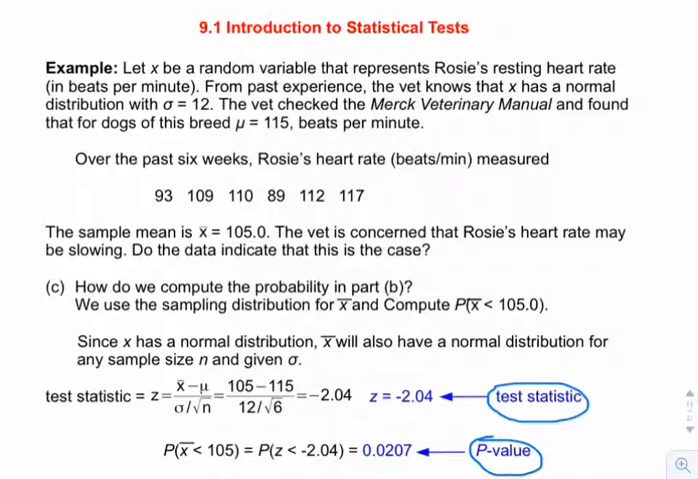So what is this probability telling us? This says that there is a 2% chance, or 2.07%, of getting 105 or less as your sample mean when you select 6 items out of the population. So that's a pretty small chance, it seems to me. Okay, that's pretty rare.